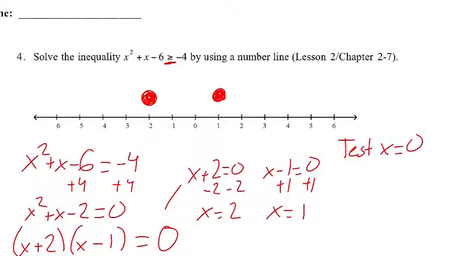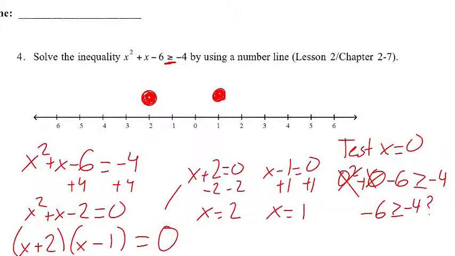Plugging that in, I get 0 squared, this is going to be easy, plus 0, still can do that, sweet, minus 6 greater than or equal to negative 4. Well, these cancel off. You're left with, is negative 6 greater than or equal to negative 4? Nope. So don't shade where the 0 is. So that means we're going to shade outside of that area.